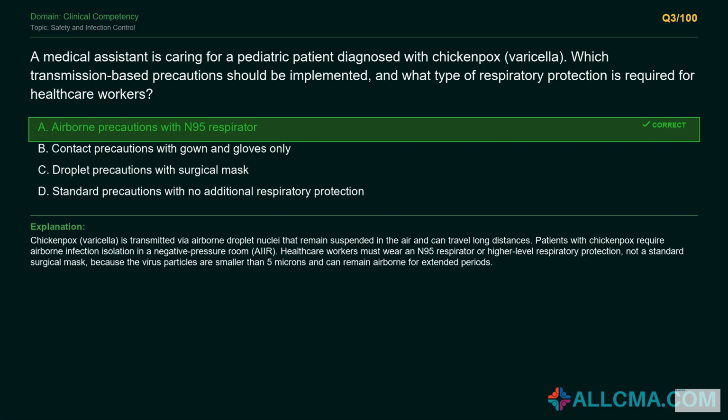The correct answer is A. Chickenpox, varicella, is transmitted via airborne droplet nuclei that remain suspended in the air and can travel long distances. Patients with chickenpox require airborne infection isolation in a negative pressure room, AIIR. Healthcare workers must wear an N95 respirator or higher-level respiratory protection, not a standard surgical mask, because the virus particles are smaller than 5 microns and can remain airborne for extended periods.